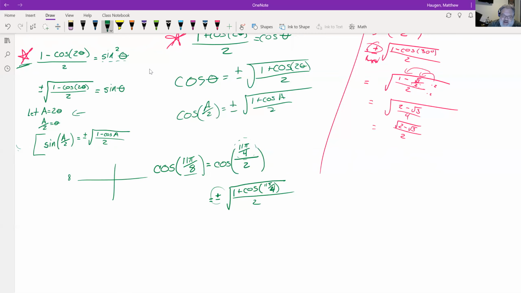11 pi over 8, well, 8 pi over 8 is there. 16 pi over 8 is there. So what's halfway between those? 12 pi over 8? So 11 pi over 8 has got to be down in quadrant 3. Is that fair? Yeah. 11 eighths is more than 1, so it's more than 1 pi, so it's got to be more than 180 degrees, so it can't be in quadrant 2.